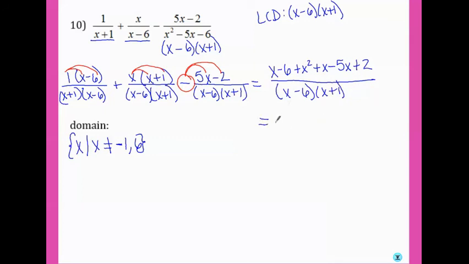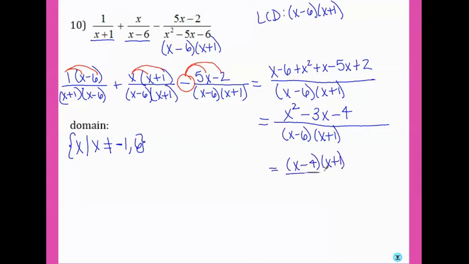Combine like terms in our numerator. We end up with x squared, with x plus x, which is 2x, minus 5x is minus 3x. Negative 6 and positive 2 would be minus 4 over x minus 6 times x plus 1. This numerator can be factored. It factors to x minus 4 and x plus 1. Denominator stays the same. And look, we have the same factor on top and the same factor on the bottom, so those cancel out. So our final answer is x minus 4 over x minus 6.